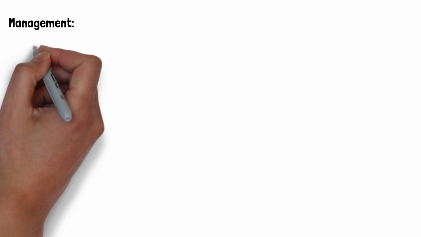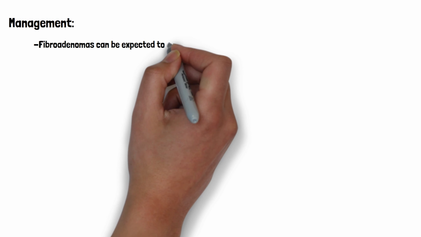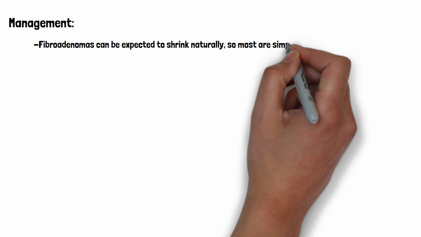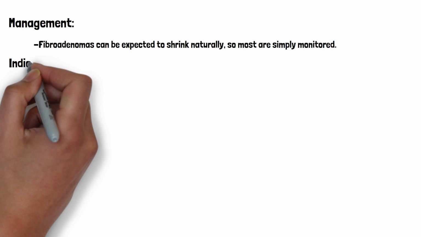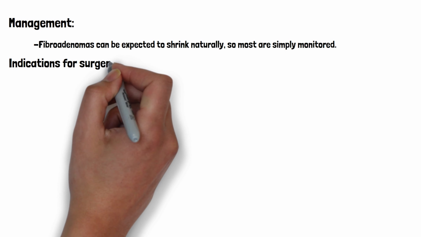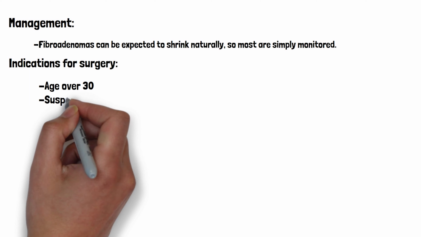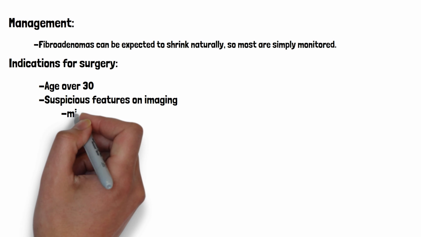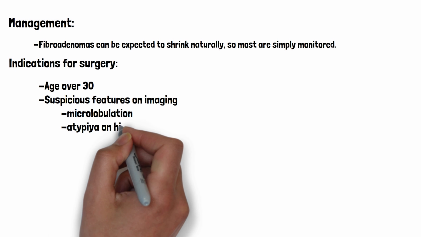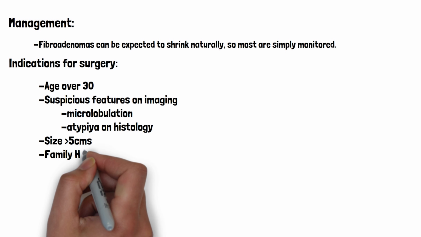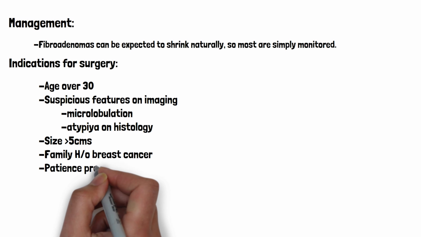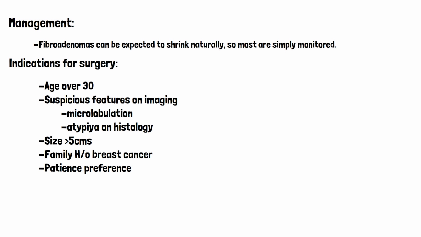Management. Fibroadenomas can be expected to shrink naturally, so most are simply monitored. Indications for surgery: age over 30, suspicious features on imaging such as microlobulation, atypia on histology, size more than 5 cm, family history of breast cancer, and patient's preference.